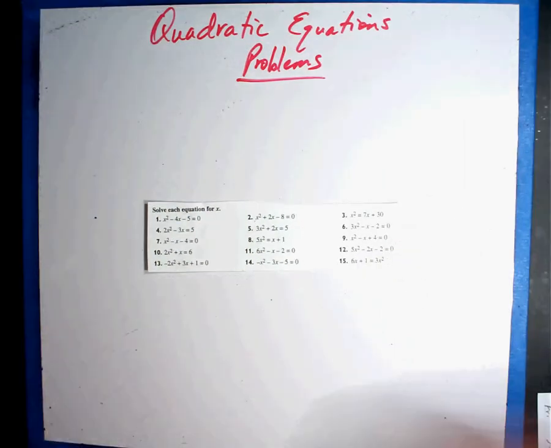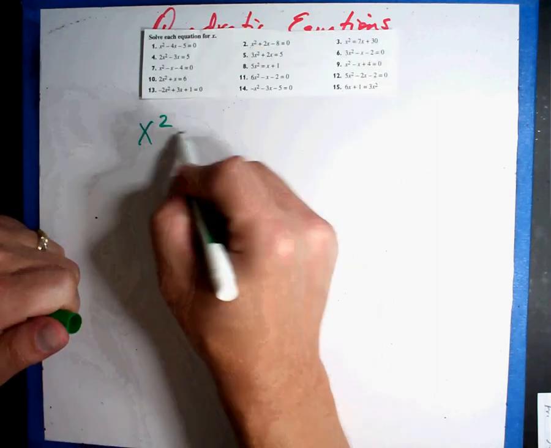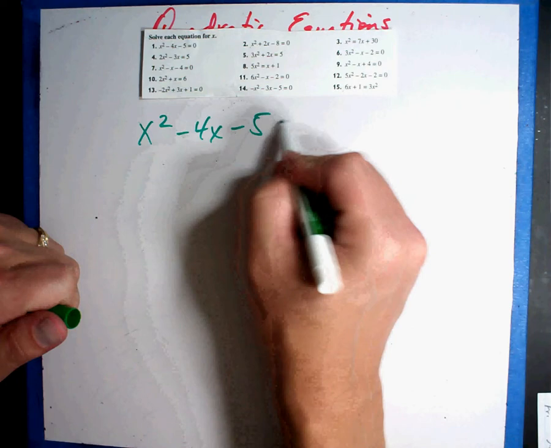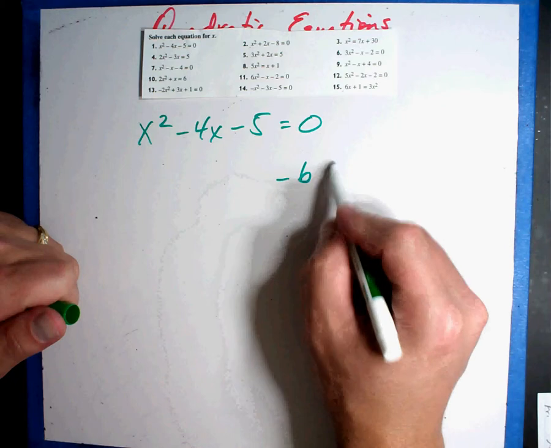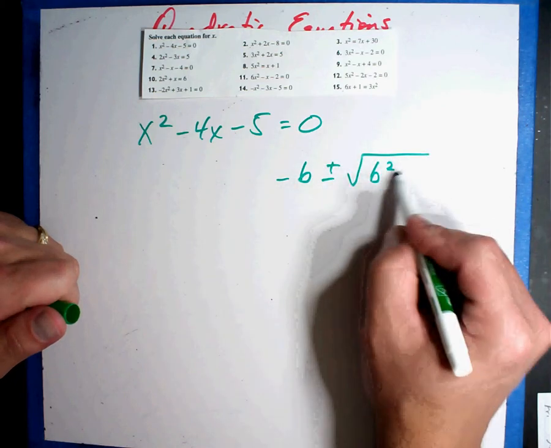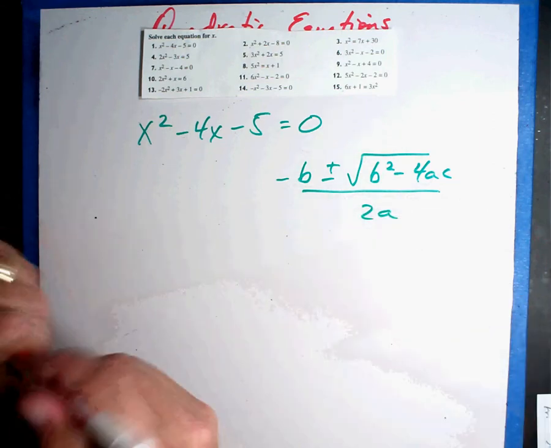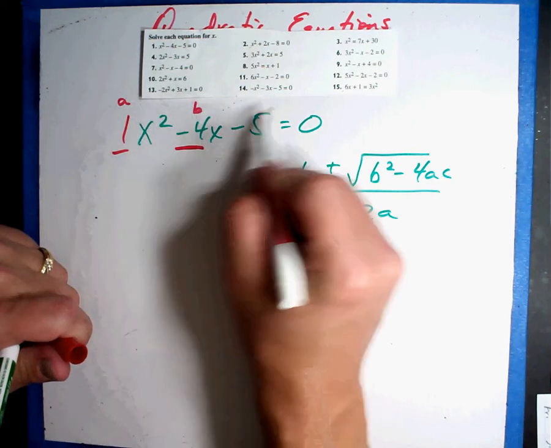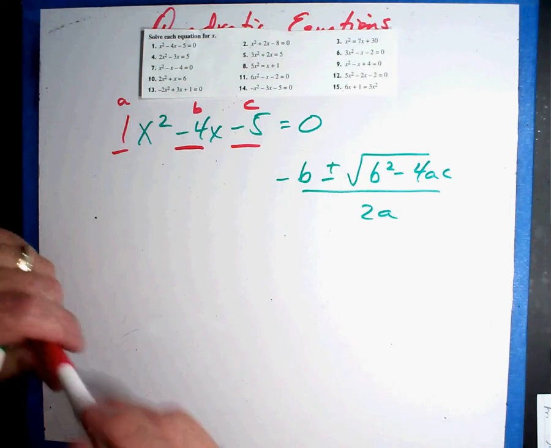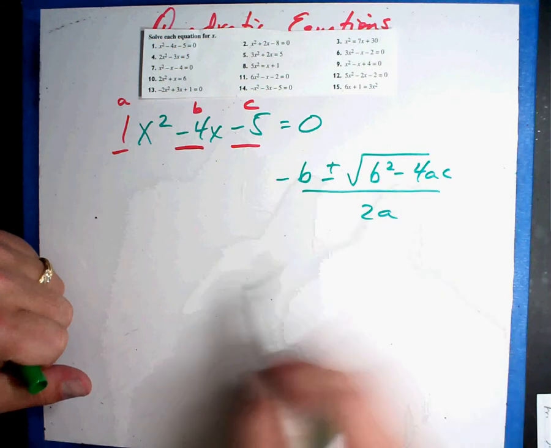Alright, let's see how you did on your calculations. Let's start with number 1. X squared minus 4x minus 5 equals 0. Now we're going to use the formula: minus b plus or minus the square root of b squared minus 4ac, over 2a. Just a couple of reminders: a is 1, negative 4 is b, and this is c. Might be a good idea if you label them before you put them in. So let's plug a, b, and c into the formula and see what we get.